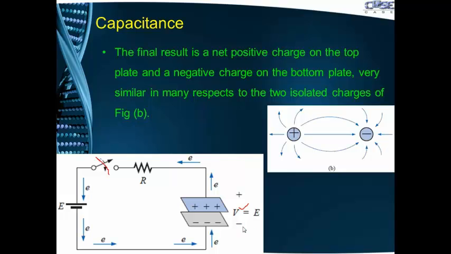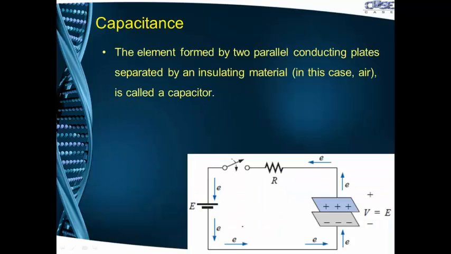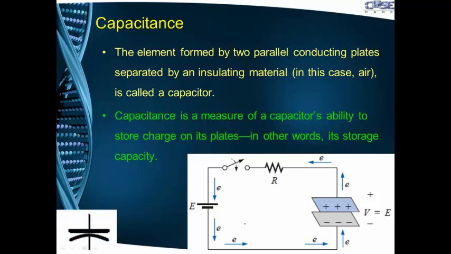So capacitance is a measure of a capacitor's ability to store charge on its plates. In other words, it's storage capacity. So the higher the capacity to store a charge, the higher the capacitance.